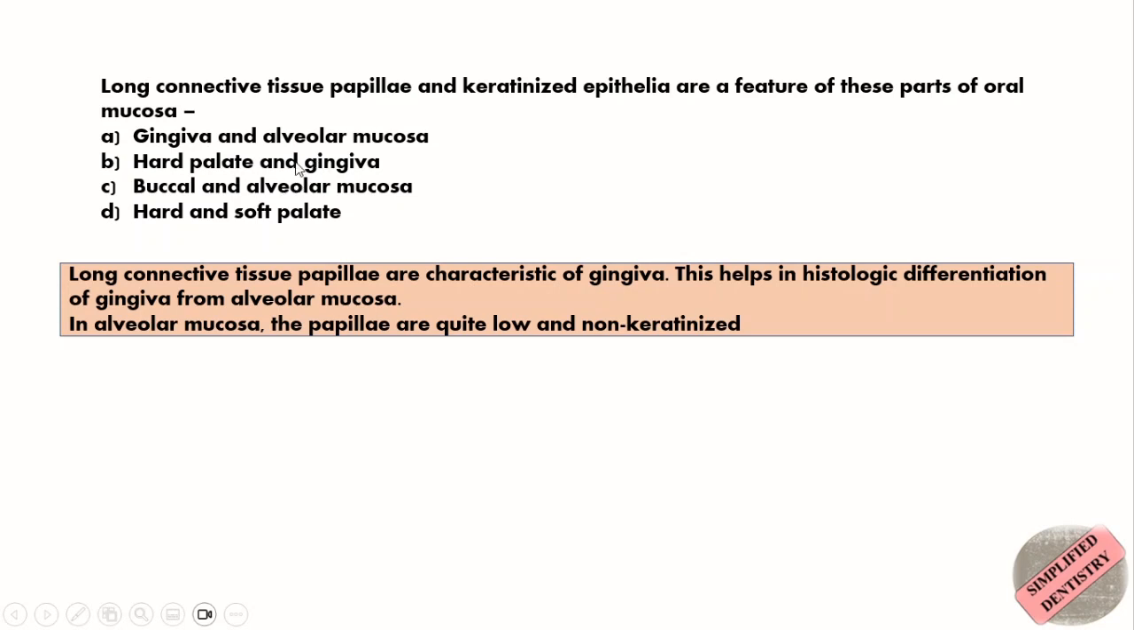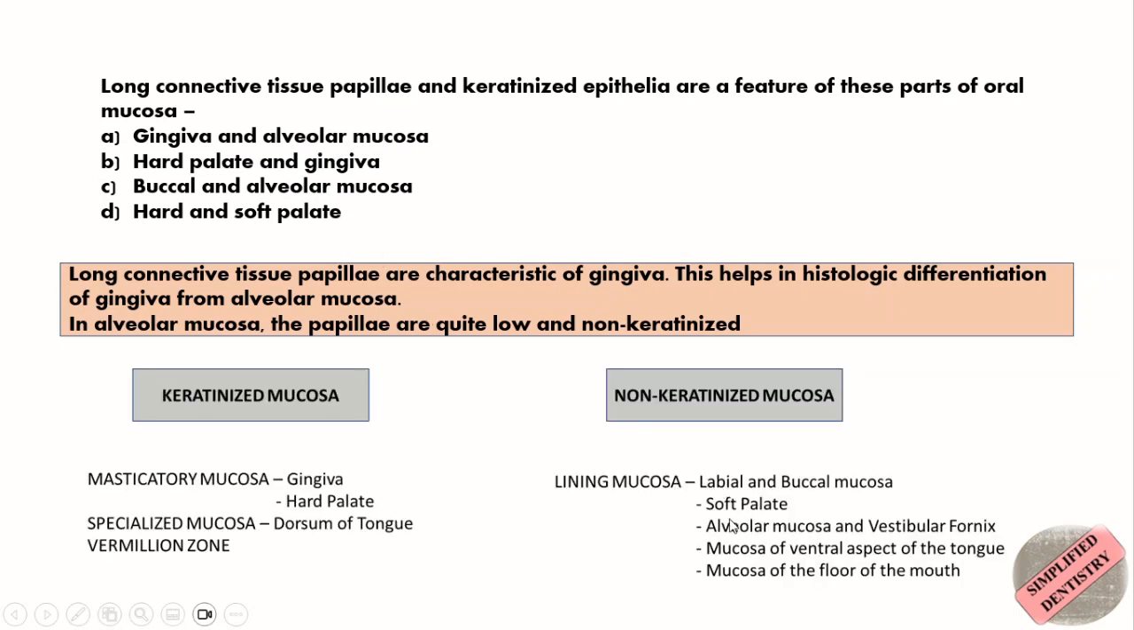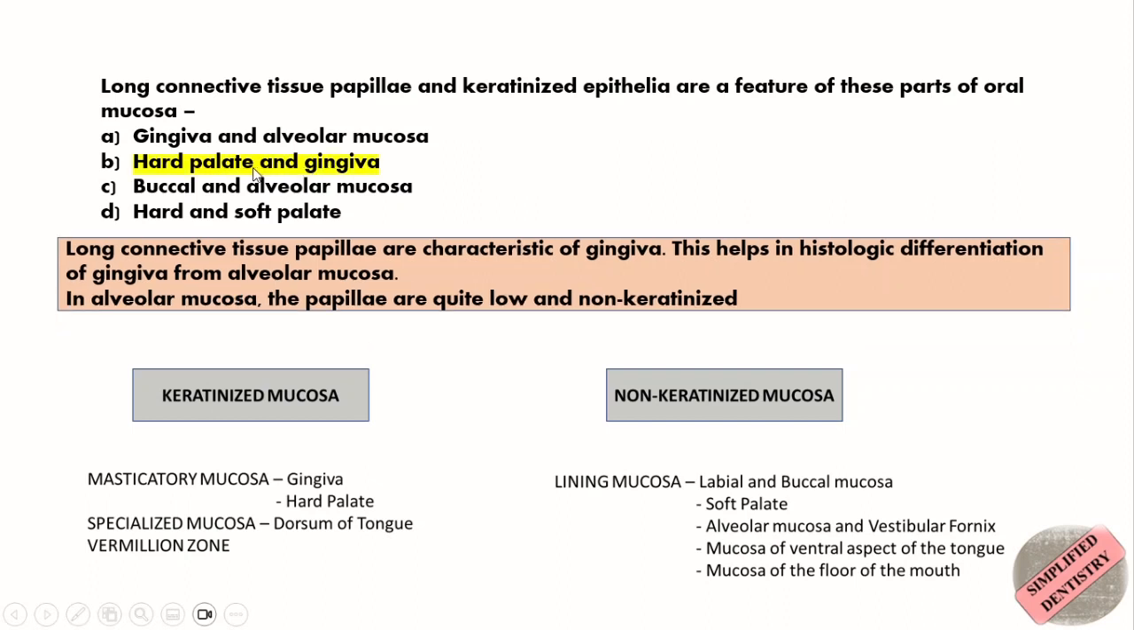Answer will be either A or B, as both the options contain gingiva. But in alveolar mucosa, the papilla are quite low and it is non-keratinized. So this will not be the answer, as the question states the presence of keratinized epithelium and long connective tissue papilla. So among the options hard palate and gingiva, that is option B is appropriate. So the long connective tissue papillae and keratinized epithelia are a feature of hard palate and gingiva.